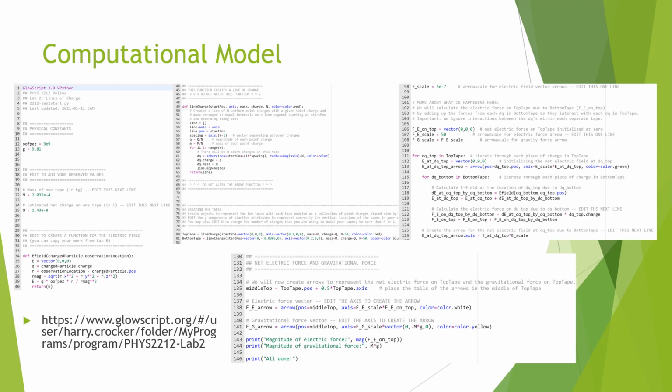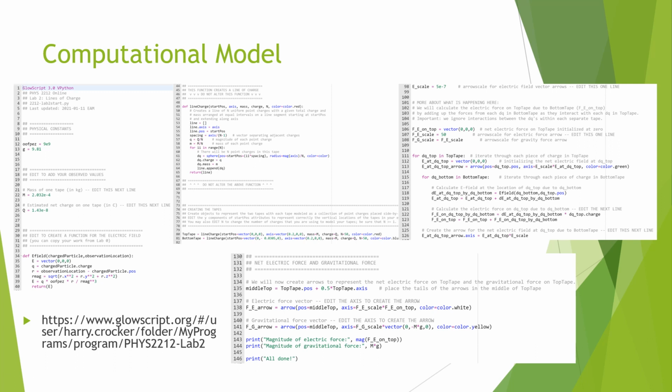The computational model in Lab 2 treats these tapes as line charges. First on the left, I inputted the mass as 2.032 e to the negative 4, but the charge is different. It's 2.83 e to the negative 8. The next function calculates the electric field at the bottom, and I've created the tapes at a distance of 0.0305 meters apart in the y direction.